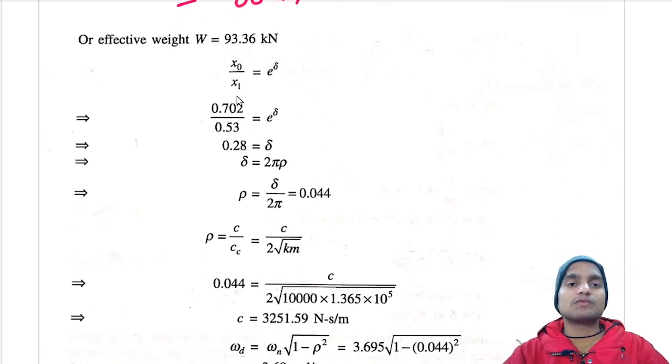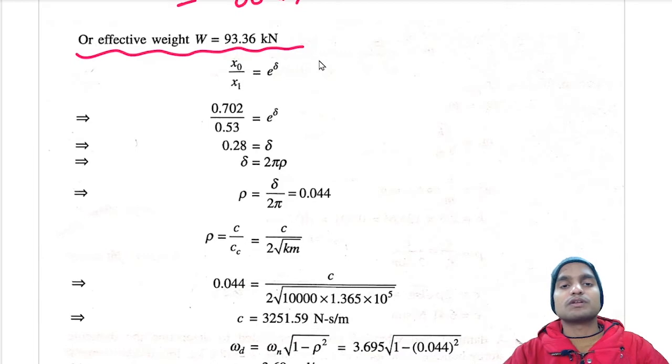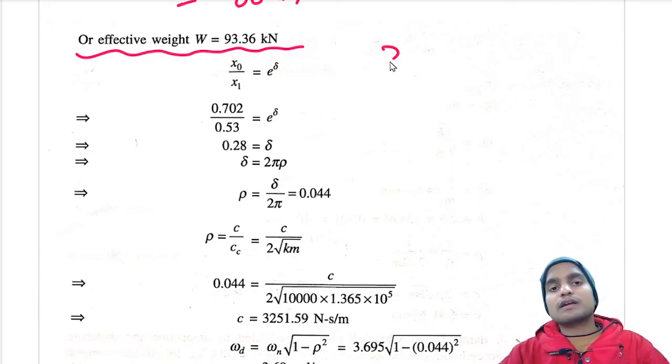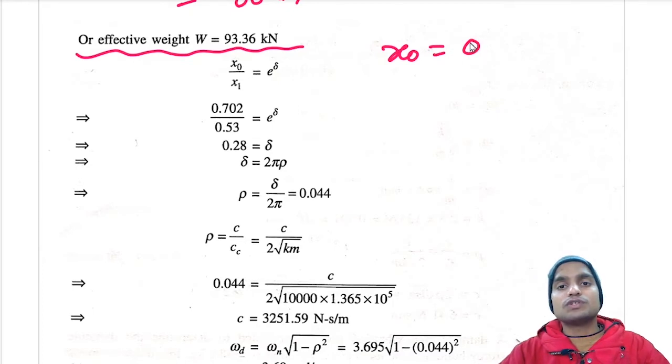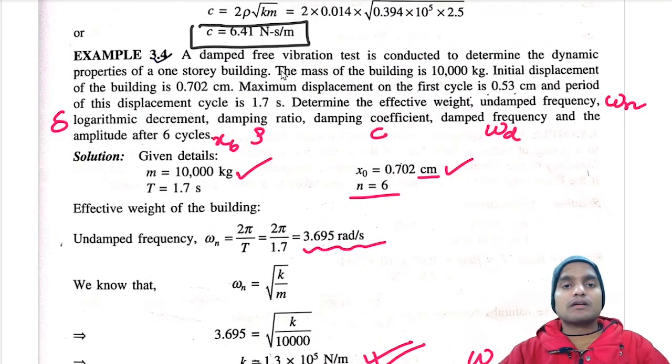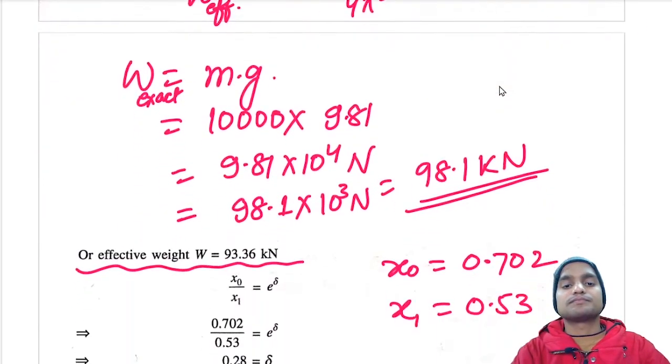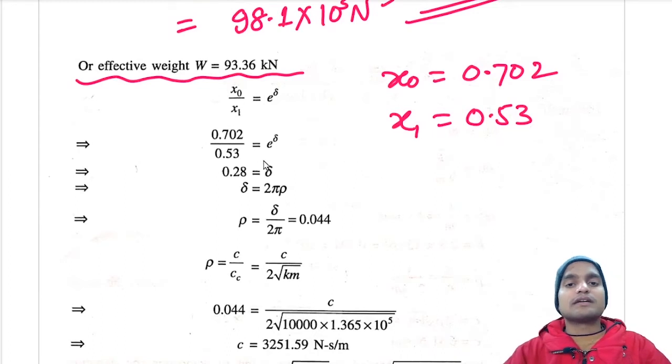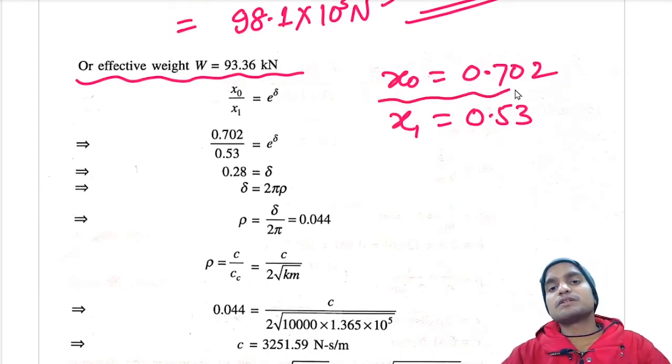So effective weight is equal to 93.36 kilonewton, and we are given here that x0 was equal to 0.702 and maximum amplitude x1 was equal to 0.53. It was given here that initial displacement of the building x0 is 0.702 centimeter and maximum displacement on the first cycle is 0.53 centimeter. So we can see that initial displacement was this much, and after one cycle the maximum displacement was this.